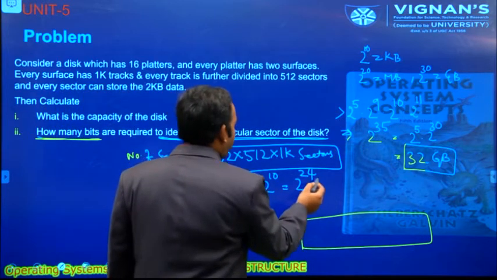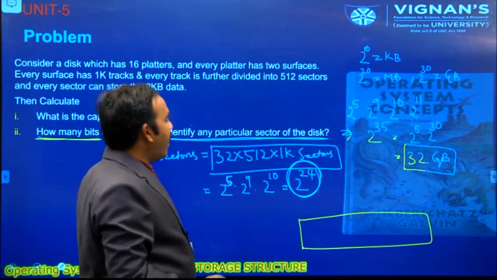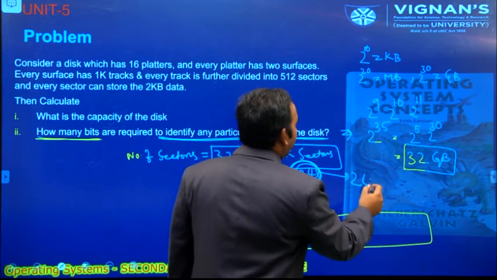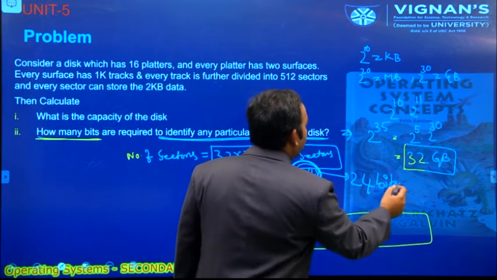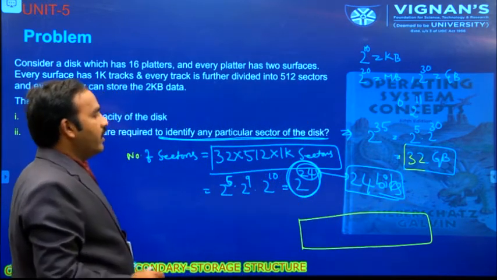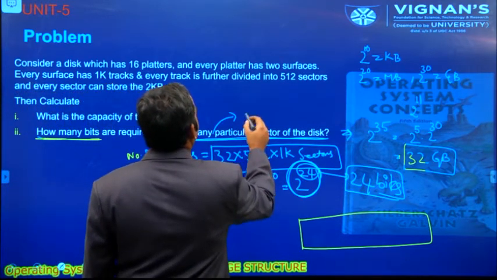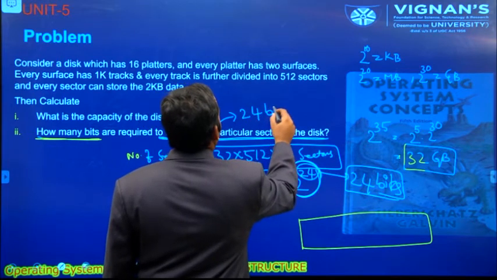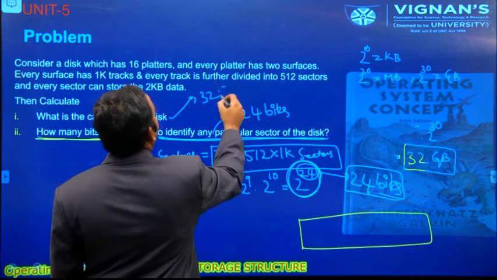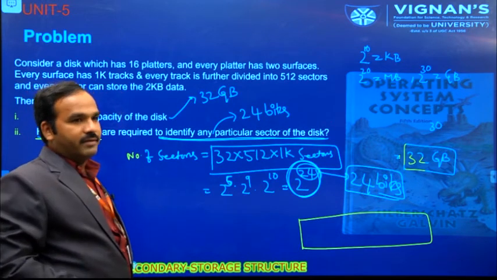So if there are 2 power 24 numerical values, how many bits do we require? If you want 2 power 24 numbers, only 24 bits are required. So the answer for this is 24 bits. And the answer for the first problem, capacity, is 32 GB.